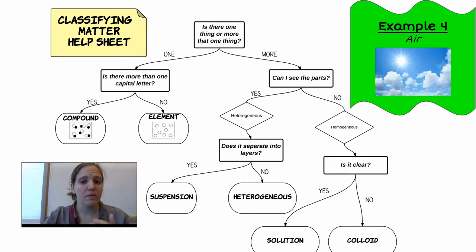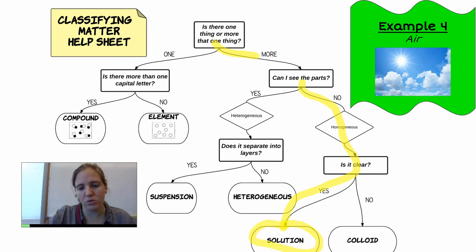Air. Air has more than one thing. It has oxygen, nitrogen, many other different gases, carbon dioxide. Can you see the parts? No. So I know it's homogeneous. Is it clear? Yes. So air is an example of a solution.